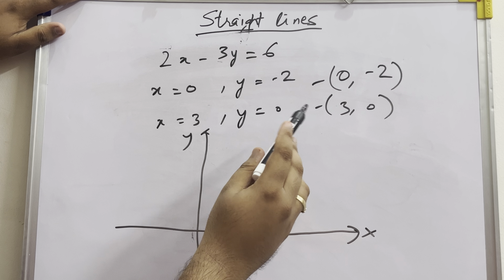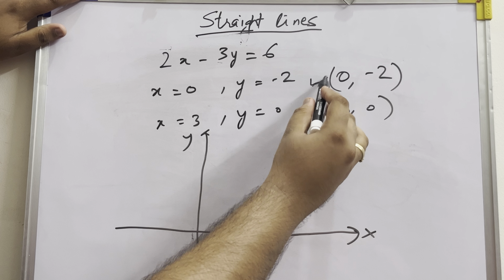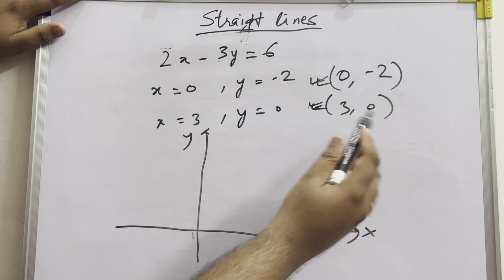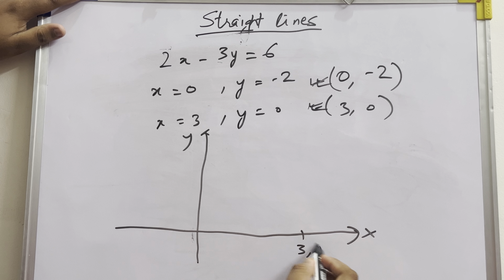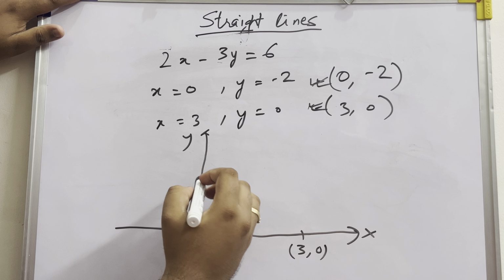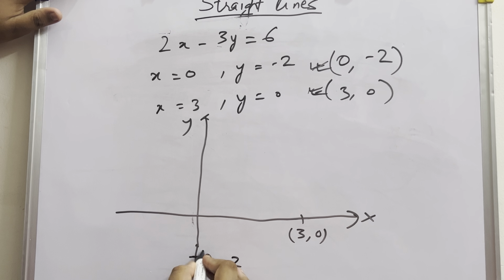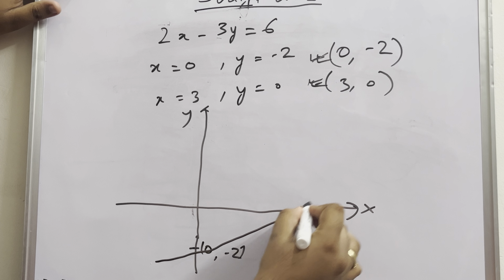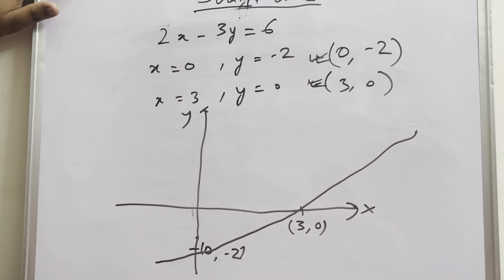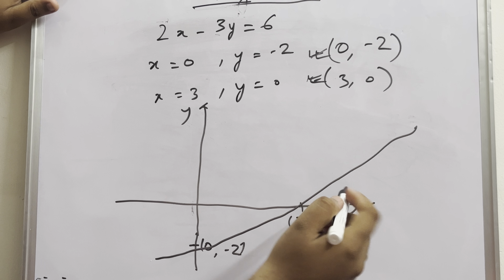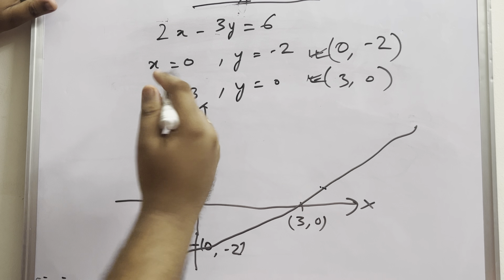3 comma 0 is 1 point. 0 comma minus 2 will be somewhere here. Simply join these two points and you get the straight line 2x minus 3y equals 6. So this was as simple as this.